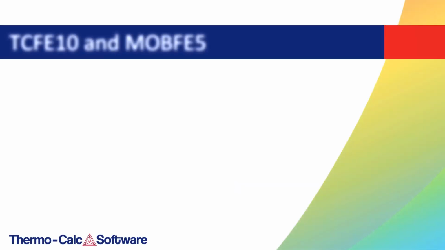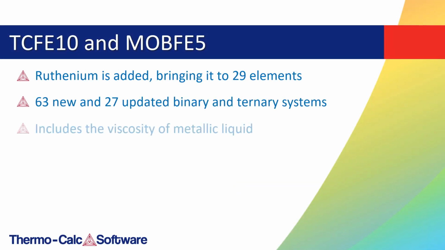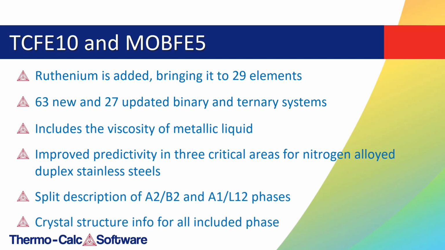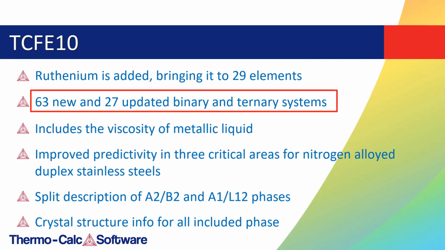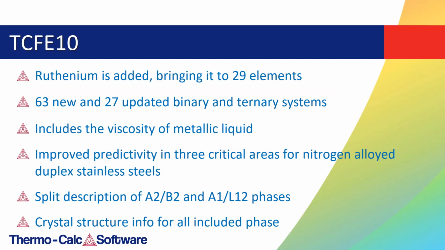The Thermo-Calc 2020A release introduces 2 new steel and iron alloy databases, TCFE10 and MobFE5. TCFE10 adds ruthenium, bringing it to a 29-element framework. The database also adds 63 new and 27 updated binary and ternary systems, as well as 34 new phases.